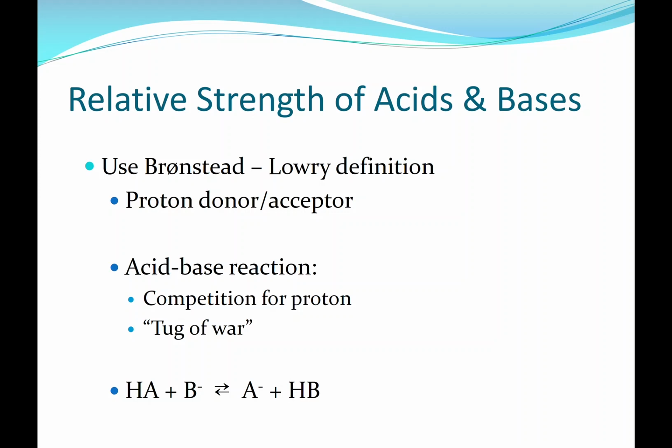We're going to be thinking about essentially a tug of war between different things on either side of the reaction. We're going to use this generic looking acid-base reaction to talk about this relative strength idea. Here A and B are just two anions of some sort that both can form acids when they have a proton on them.